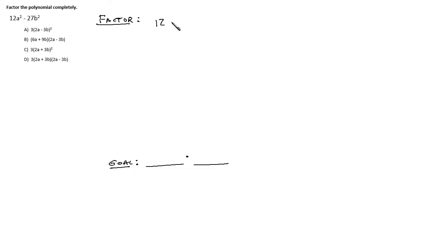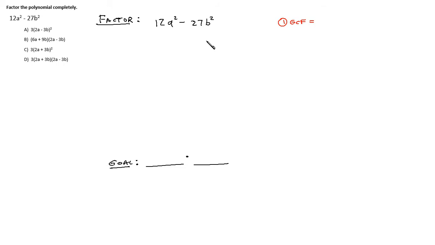We have 12a squared minus 27b squared. And it's always good practice when we're factoring a polynomial to first look for a greatest common factor. There are several advantages. If we look for a greatest common factor, a GCF, it'll reduce the numbers down, where we have smaller numbers to deal with moving forward with our factoring of the polynomial.